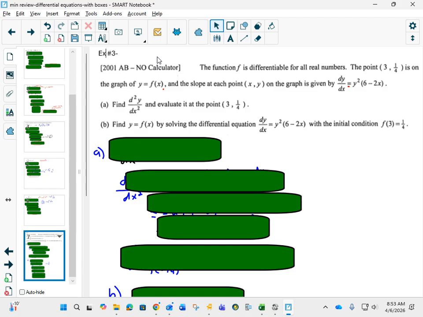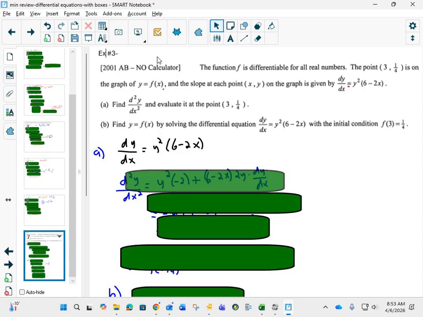Find the second derivative and evaluate it at the point (3, 1/4). So we've got the first derivative. If you were finding the second derivative, do you see that you would have to use implicit differentiation? So there's my dy/dx. So my second derivative, d squared y over dx squared, would be keep the first the same, derivative of the second, product rule, plus keep the second the same, derivative of the first. And the derivative of the first, well, that would be a 2y, but because it has a y, implicit differentiation says we have to use the chain rule and multiply by dy/dx.